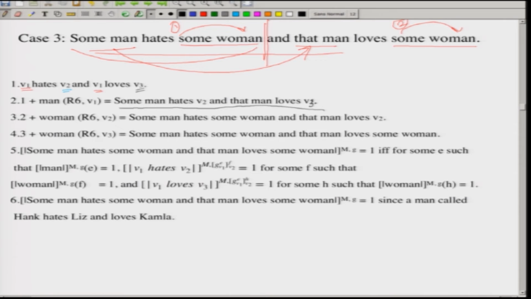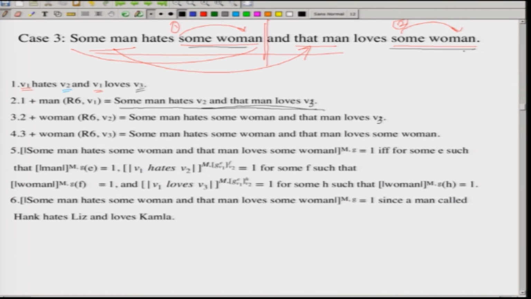Correction once again, this is V3 in the original. Yes. So, with the correction, I made many mistakes while typing, because I'm a very bad proofreader, and sometimes all these 1, 2, 3 are very confusing. Okay. So, the first derivation is some man hates V2 and that man loves V3. To the same phrase, they are not the same variable.